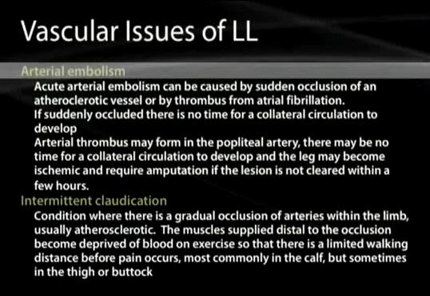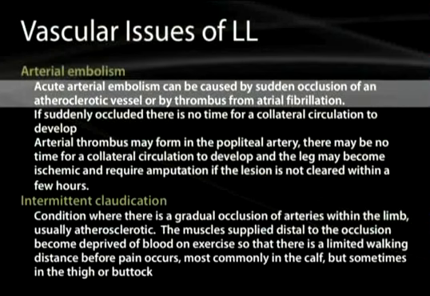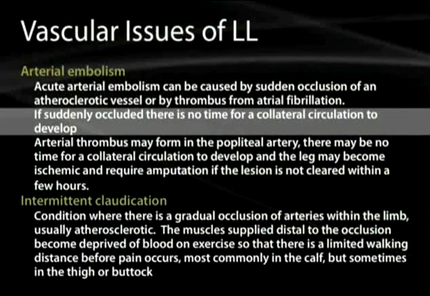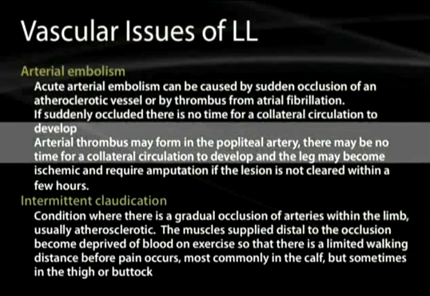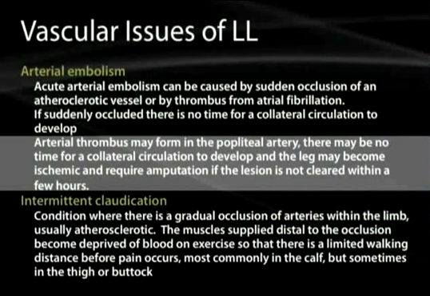Arterial embolisms are an important portion of the lower limb because arterial emboli can break free. A piece of atherosclerotic vessel can create a blockage or a thrombus, and these can break off and cause atrial fibrillation. If these are occluded suddenly and no time for collateral circulation can develop, these can be deadly events. They can come in the form of a popliteal artery, and they can cause ischemia, which would require amputation.